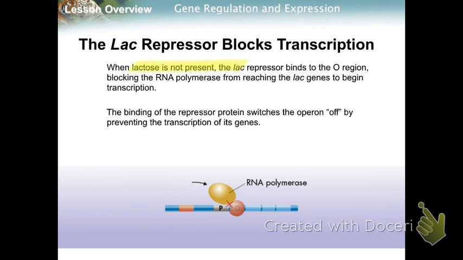When there's no lactose, the lac repressor, which is here, binds to the operator region, and that blocks RNA polymerase from hooking onto the DNA and starting transcription. So the binding of the repressor protein switches the operon off by preventing transcription.